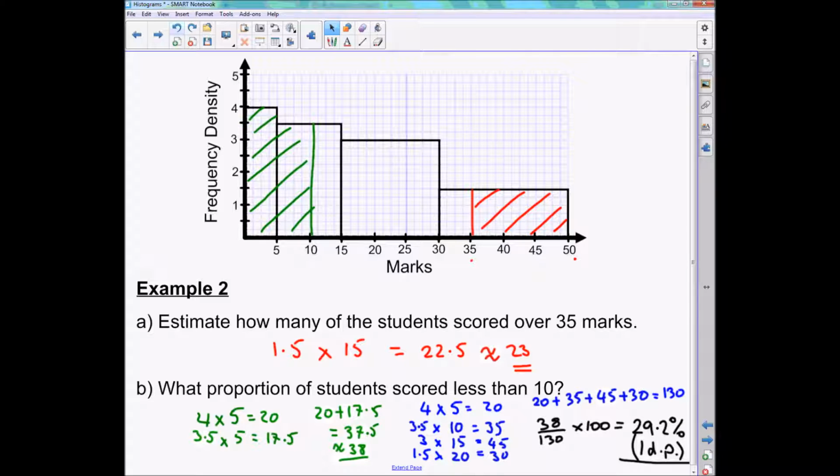Okay, so hopefully that's helped you in understanding how to draw histograms and to analyse them. Again, I suggest to have a go at as many exam questions on histograms as possible, because it is a very regular question that comes up and a very doable A-level style question as well. Okay, good luck.